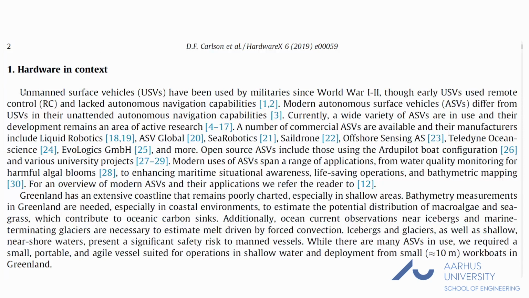We start with: unmanned surface vehicles have been used by militaries since World War I and II. Early unmanned surface vehicles, that's USVs, used remote control and lacked autonomous navigation capabilities. Now here, that's a really good example of funneling, right? We go all the way back to the World War and then we funnel you down to, okay, we have the remote control, they lacked autonomous navigation.